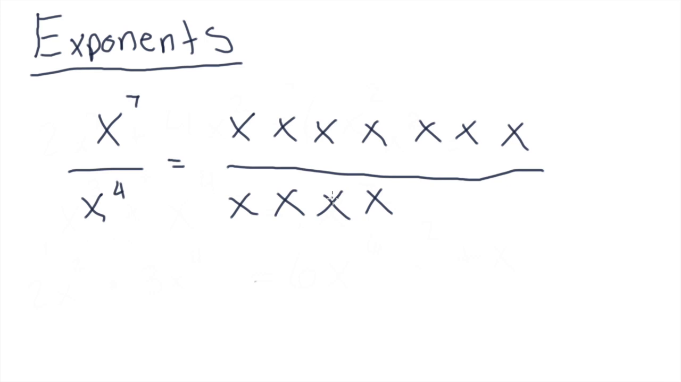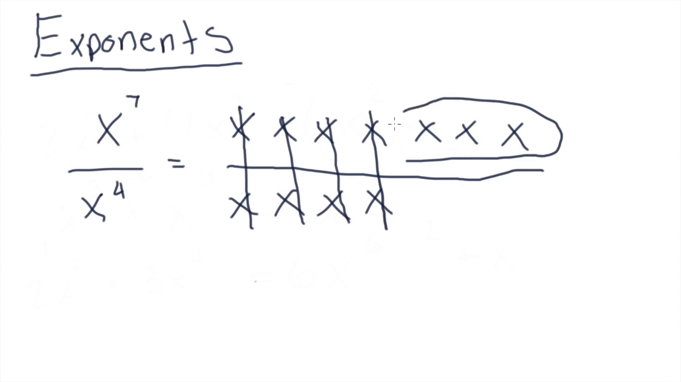So we know that if we have the same thing on the top and the bottom, we're able to cancel them out. So this x is going to cancel out, this one's going to cancel out, this one's going to cancel out, and this one's going to cancel out. So we're left with 3 x's on top, which would give us x cubed. We could also get that by just subtracting 7 minus 4, which would also give us x cubed. So that's the logic behind it. Let's try a couple problems like this.